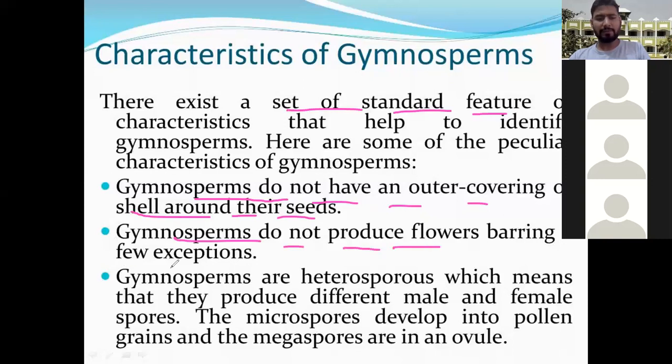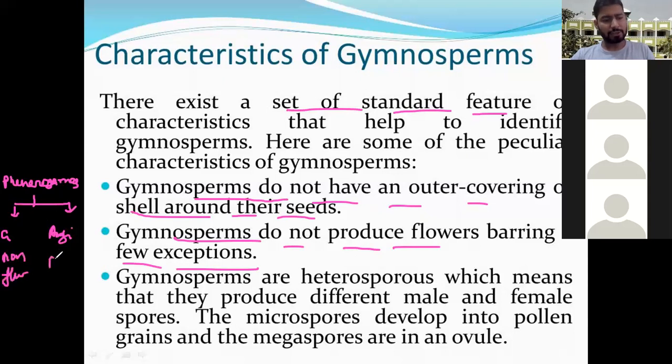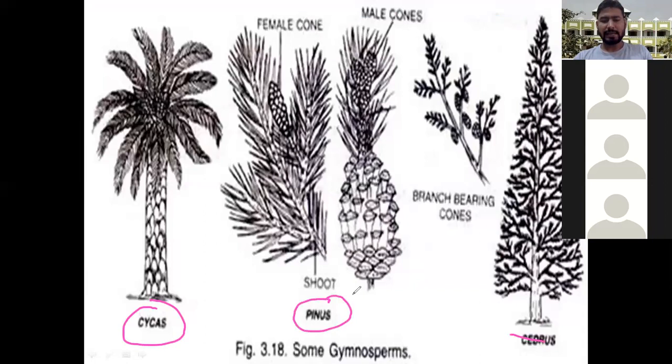Gymnosperms do not produce flowers, with few exceptions. I told you already, these come in the category of phanerogams. Phanerogams means seeded plants. In the phanerogams, there are two: one is the gymnosperm, another is the angiosperm. Gymnosperm is non-flowering plant, and angiosperm is the flowering plant. Clear? Gymnosperms are heterosporous, for example Cycas, Pinus, and Cedrus. These are examples of gymnosperms.